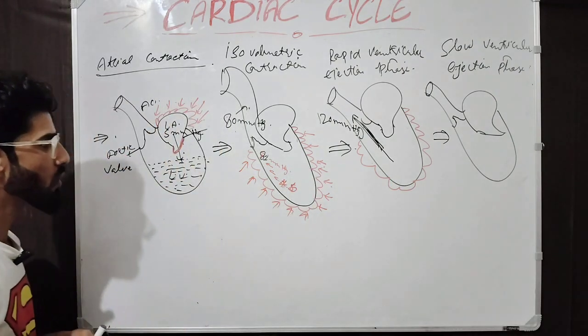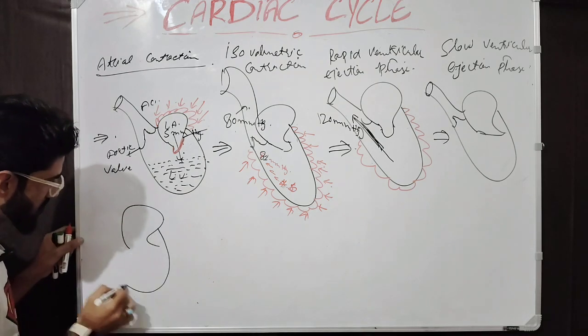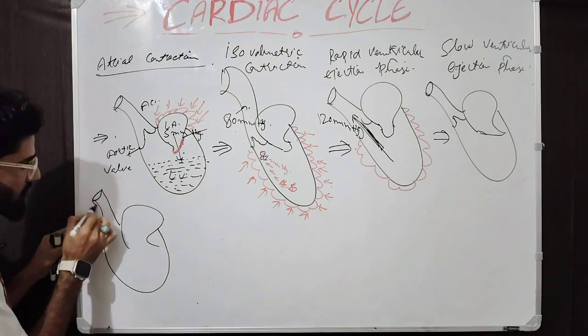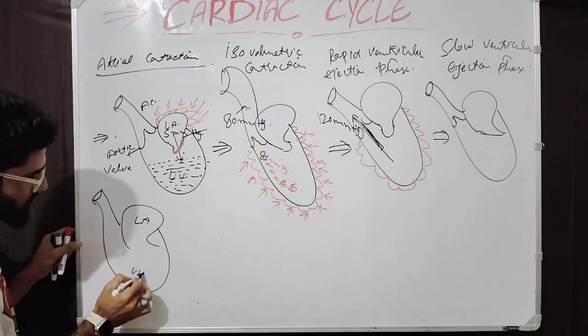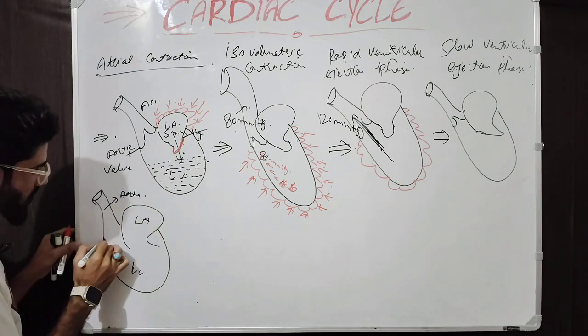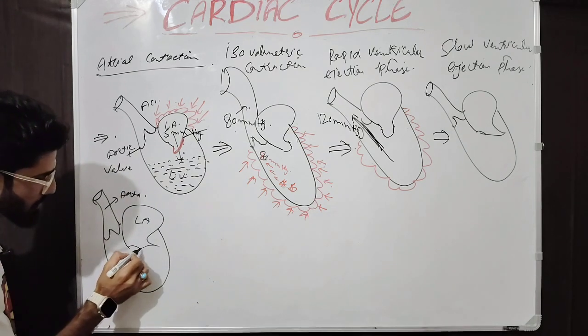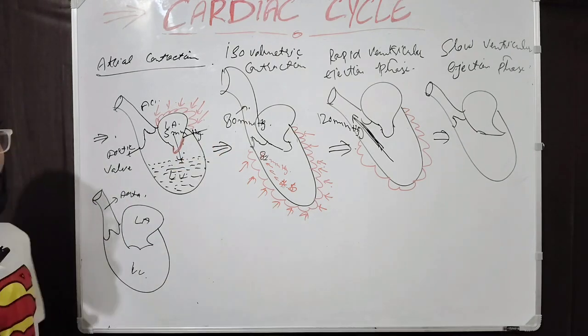Understood? Now we'll move to the next phase. This is the left atrium, left ventricle, and aorta with the aortic valve. The aortic valve is closed and the mitral valve was already closed.